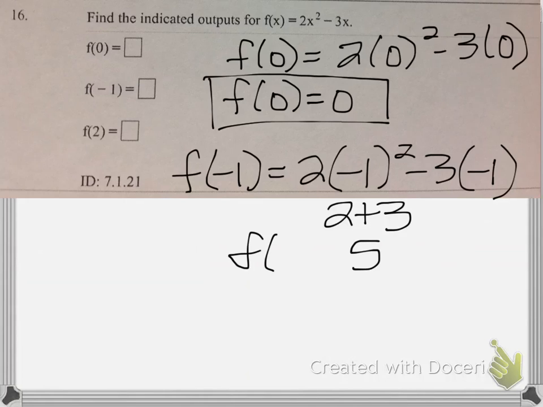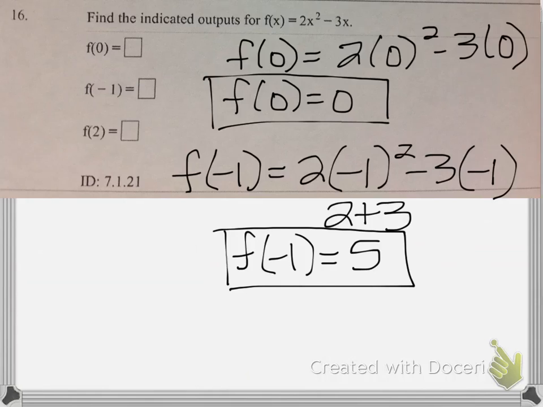So f of negative 1 equals 5. If you think of it as a subtraction problem, then you would do 3 times negative 1 is negative 3, but then you'd have to think of it minus negative 3, which would then be plus 3, which is 5. So you just have to think of it, it's a little bit more complicated. So that's why I like to think of it as a negative. I think it's easier to work with.